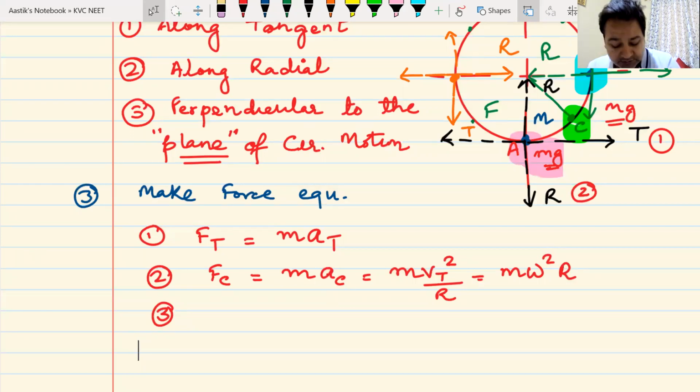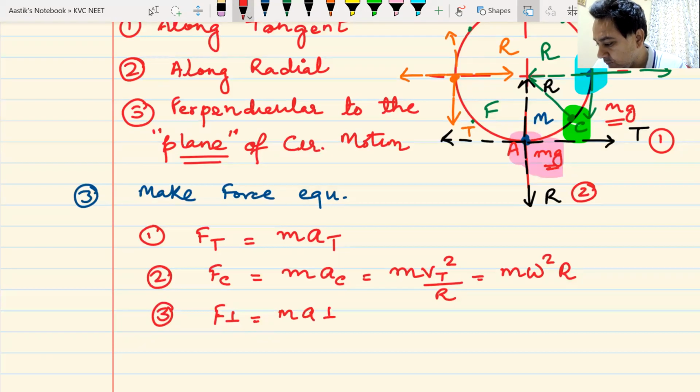What would the third direction equation look like? Think what you think. M into A perpendicular acceleration. Yes, beta, what would it look like? F perpendicular will be equal to M into A perpendicular. Is that what you are saying? Yes, sir.